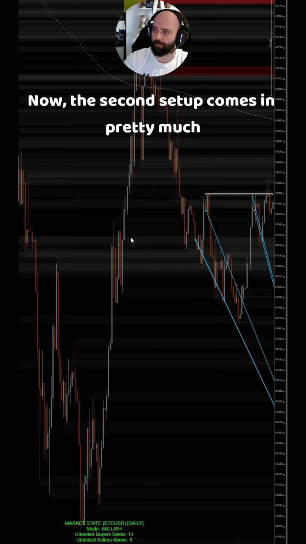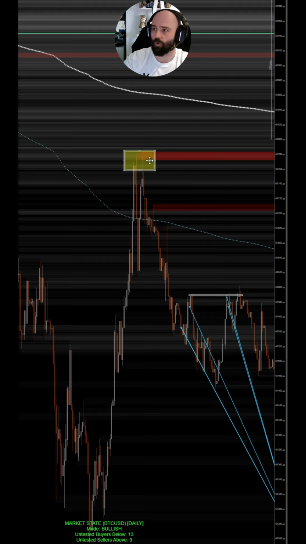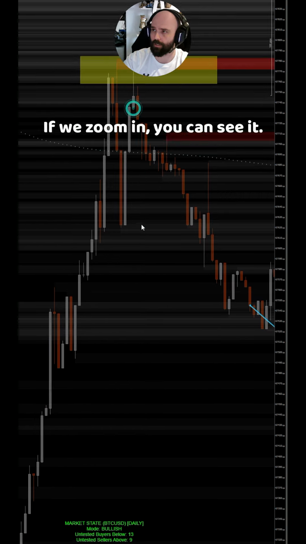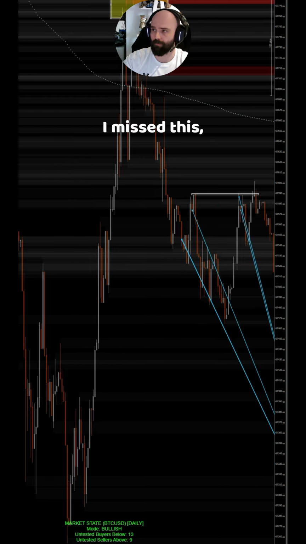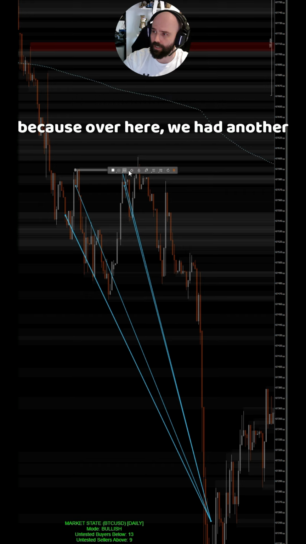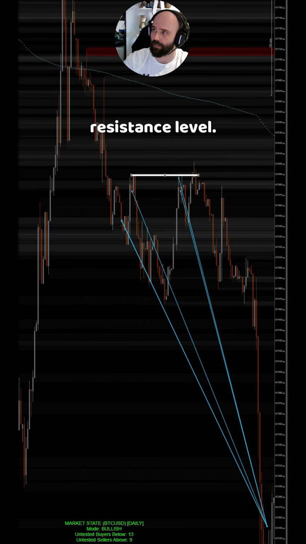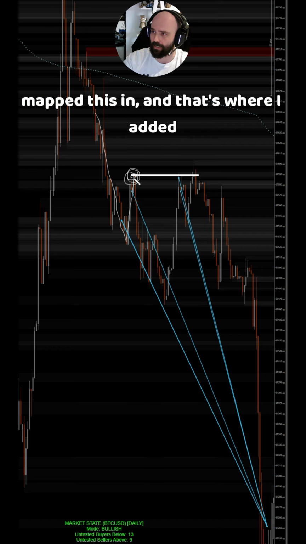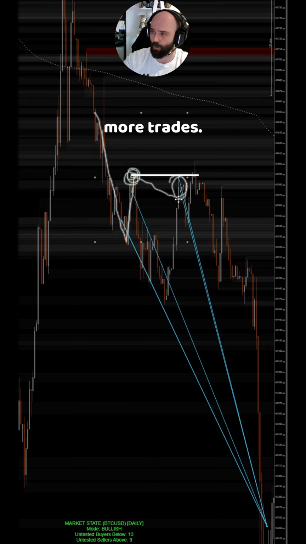Now, the second setup comes in pretty much the same way. We have a double top over here. If we zoom in, you can see it. I missed this. I was away. But I did build this into a pretty solid trade because over here we had another resistance level. This was a pullback in a downtrend. I mapped this in, and that's where I added more trades.